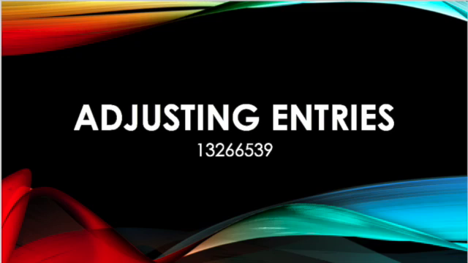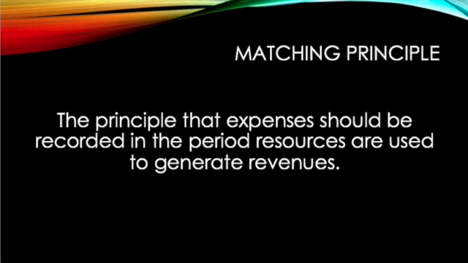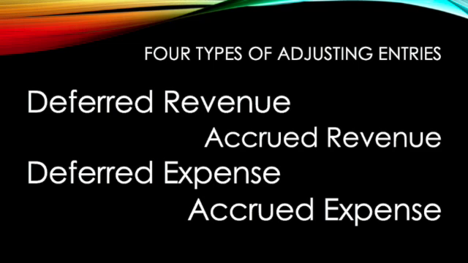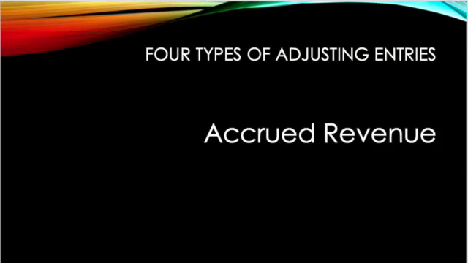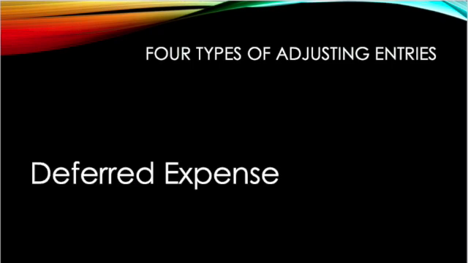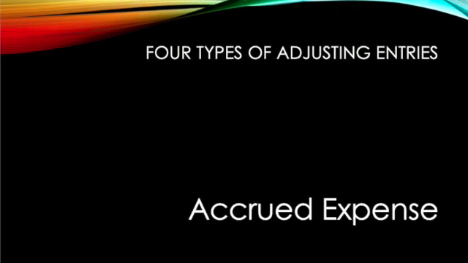Adjusting entries. Adjusting entries are important in accounting as they ensure that a company's records follow the matching principle. The matching principle dictates that expenses should be recorded in the period resources are used to generate revenues. There are 4 types of adjusting entries scenarios: deferred revenue, accrued revenue, deferred expense, and accrued expense.